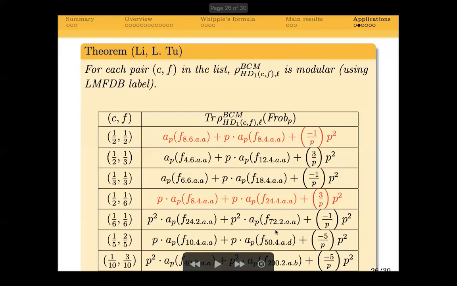So we go back to this table over here. In some cases, the first 3 cases, the leading modular form has weight 6. Then there are 2 cases where the leading modular form has weight 4 with a Tate twist. And there are even cases where the leading one is weight 2 with 2 Tate twists. This behavior can be computed using the Newton polygon.